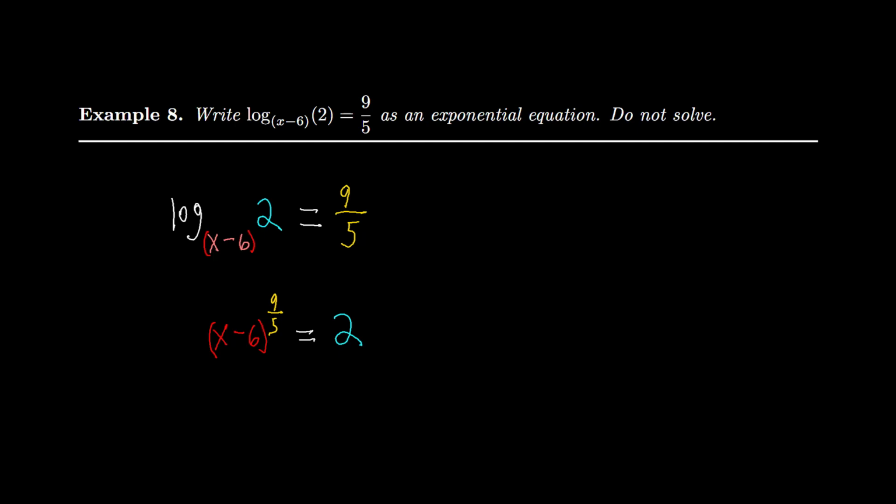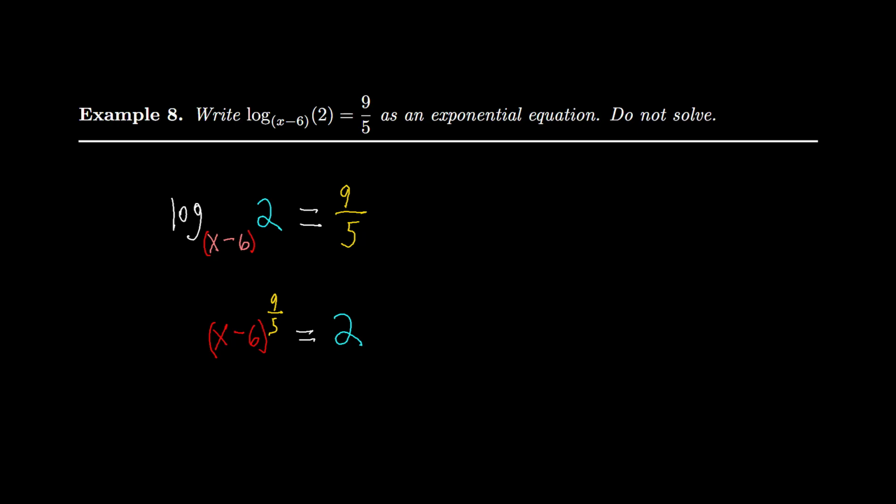And that's it. Now, we can solve this if you wanted to, but if this were the question, you would type in that equation and be done. If you wanted to solve this, you would raise each side to the 5th power. To get rid of that over 5 part, you would take the 9th root of each side and then add 6, and you would be done.